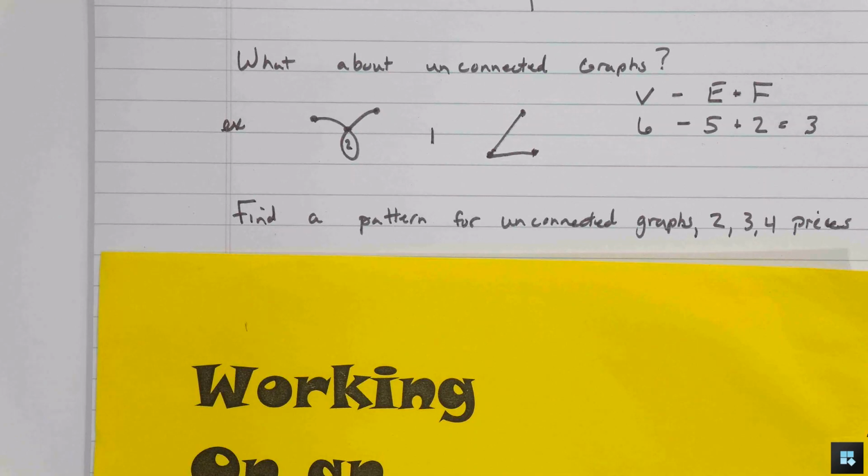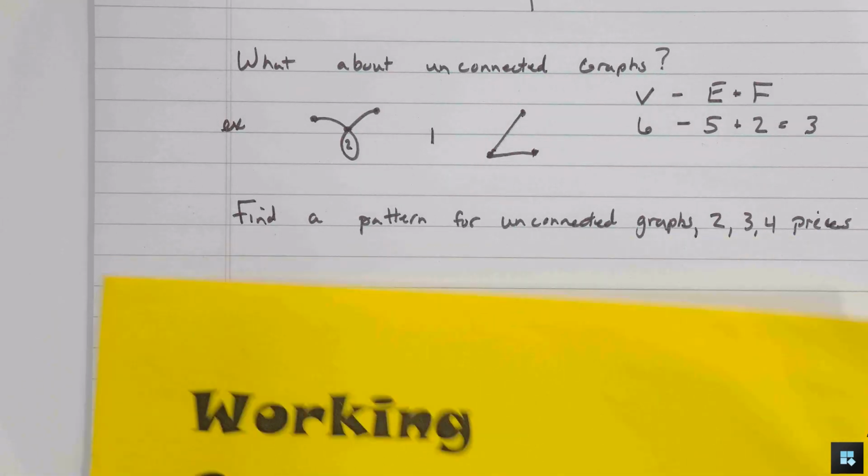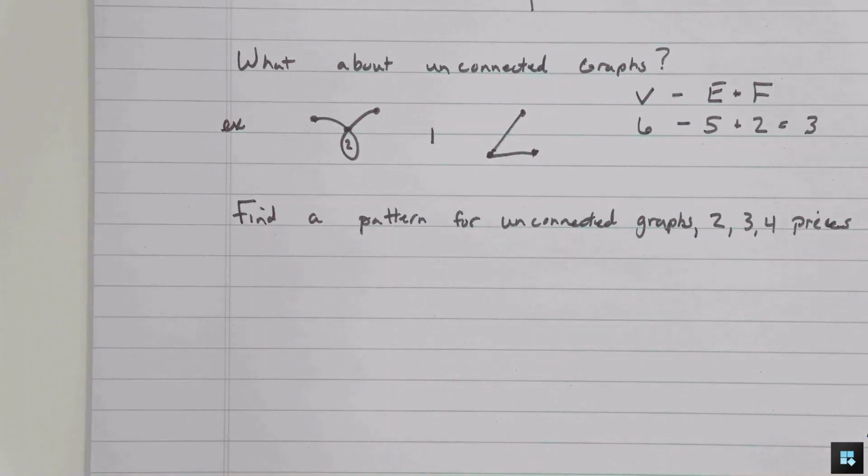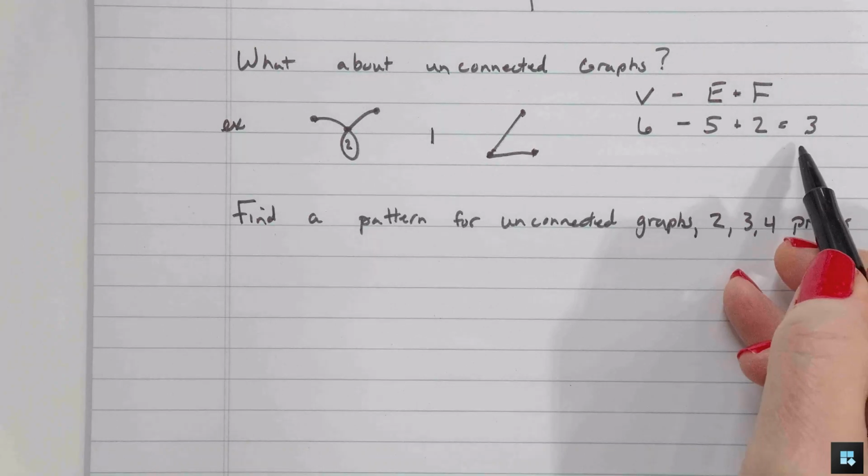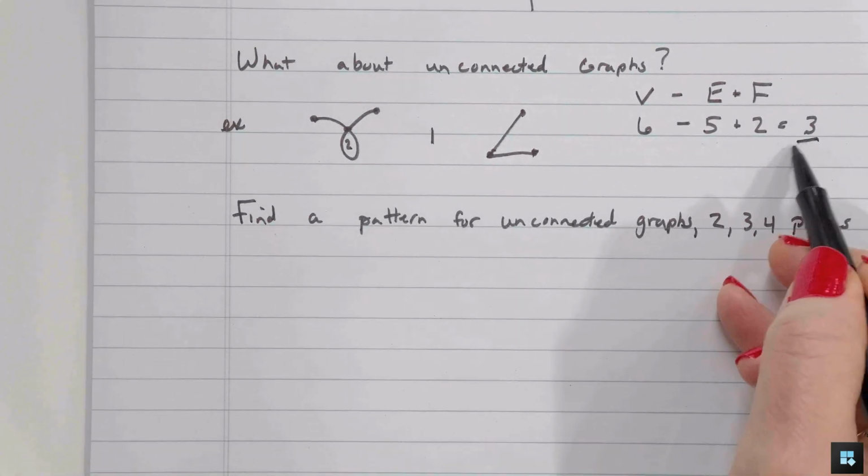Well, I saw a lot of you getting to 2, so we'll go ahead and talk about the 2 together. If you have 2 pieces to your connected graph, what does it always come out to? 3. Yeah, always comes out to 3.